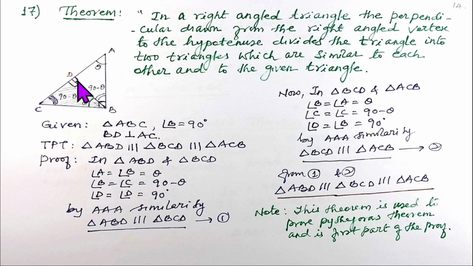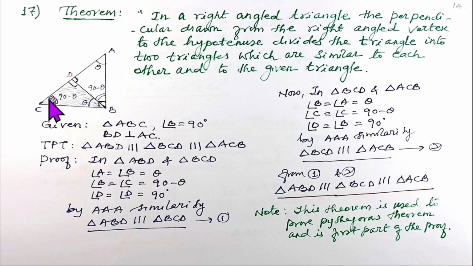In triangle ABD and triangle BCD, we see that angle A and angle B. Purposely I have taken angle A and angle B here. Actually angle B means here DBC. I have not taken angle DBC, I have taken angle B itself and angle A here. So angle A and angle B are equal to theta. So this is theta, this is theta. Therefore both angles are equal. That is, angle A is equal to angle B is equal to theta.